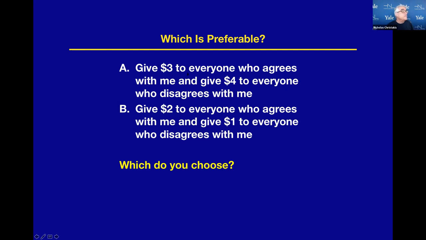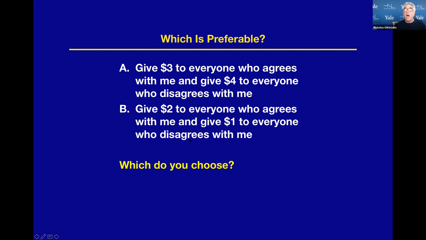You can either give $3 to everyone who agrees with you about whether a hot dog is a sandwich or not, and $4 to everyone who disagrees with you, or you can give $2 to everyone who agrees with you and give $1 to everyone who disagrees with you.